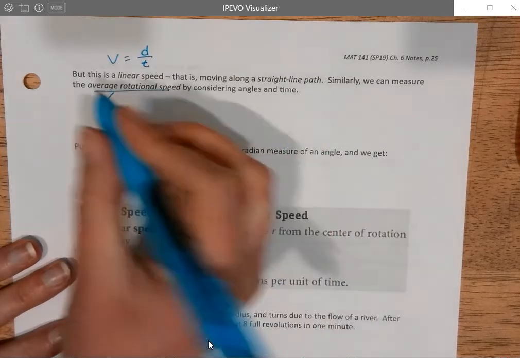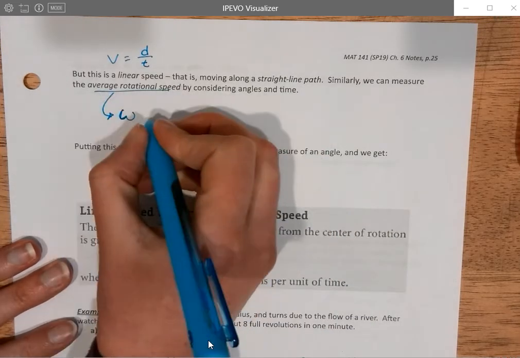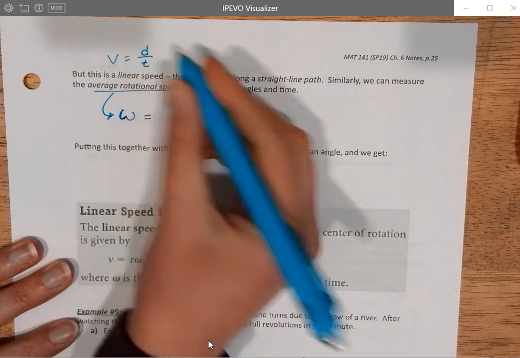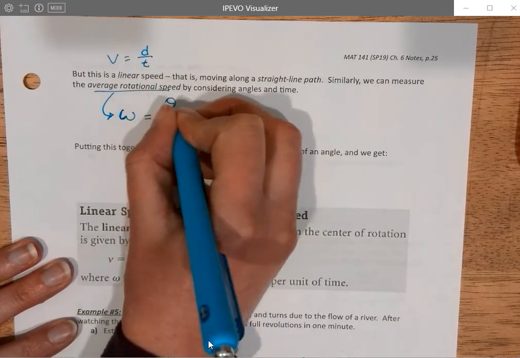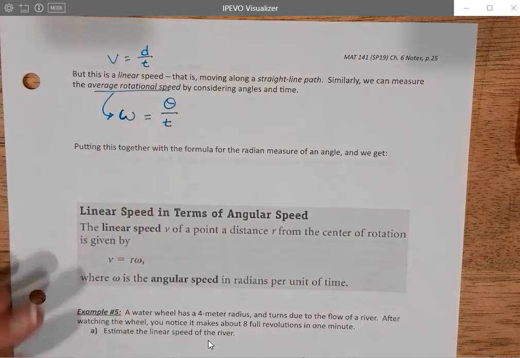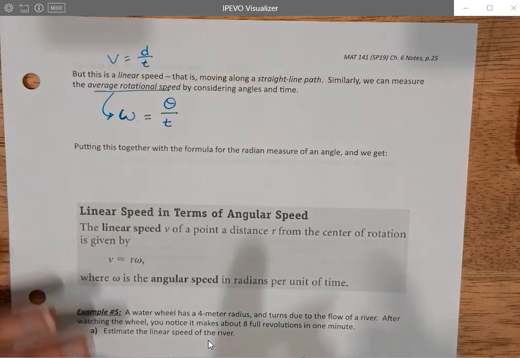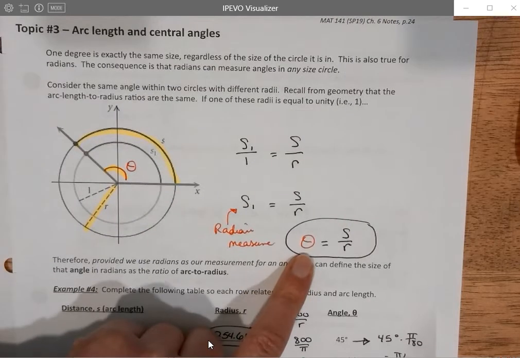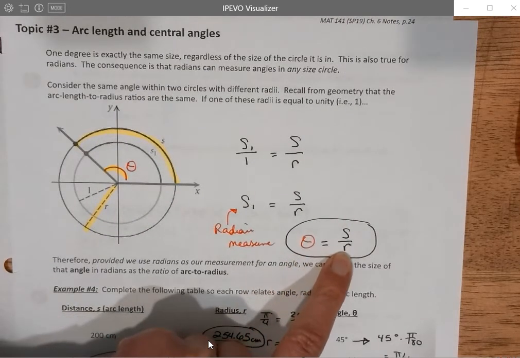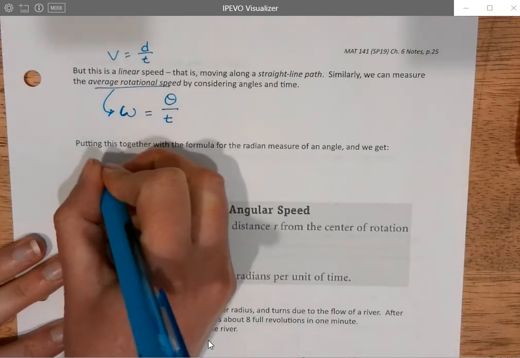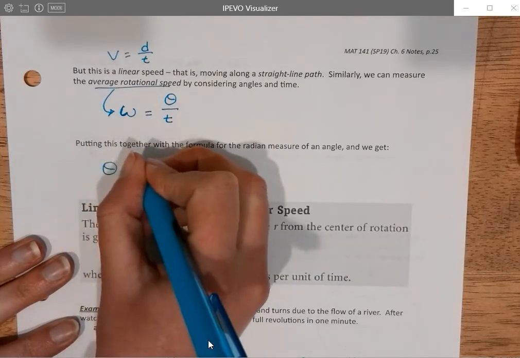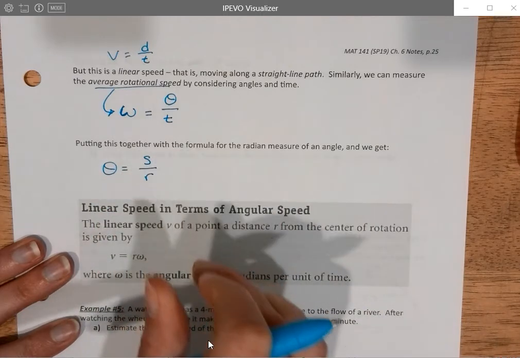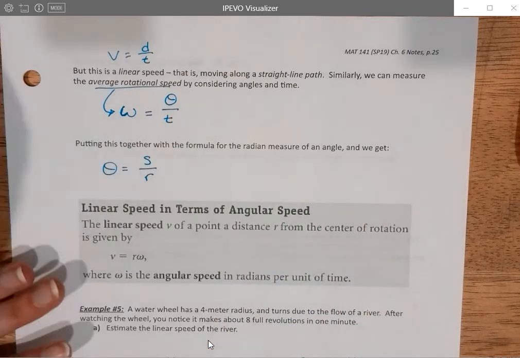Okay, so we talk about omega as being the average rotational speed by considering angles in time. So omega would be, instead of a distance measured in, say, miles, an angle per some unit of time. Now if I put that together with the formula that I've used for radian measure before, the angle is the arc length divided by r. So angle theta is arc length s divided by r.